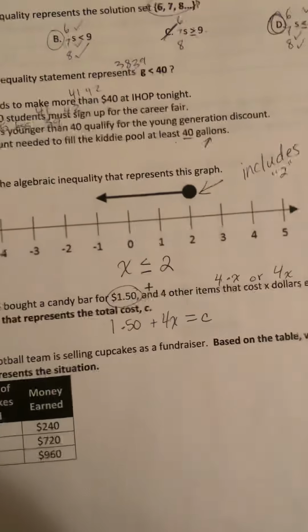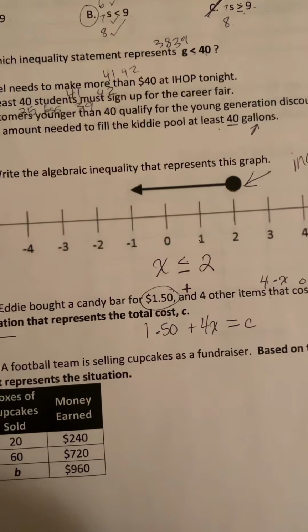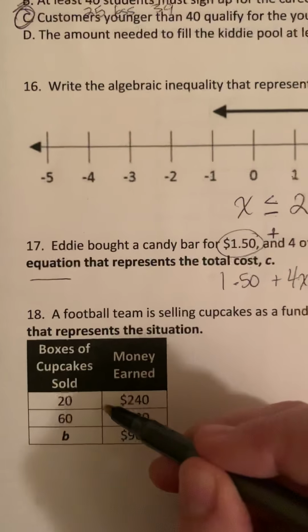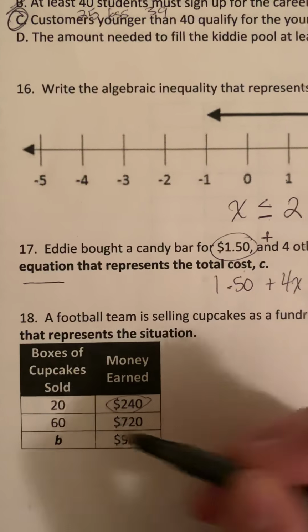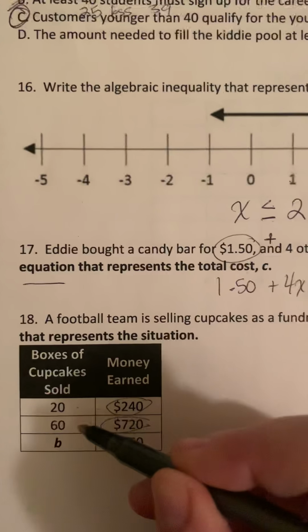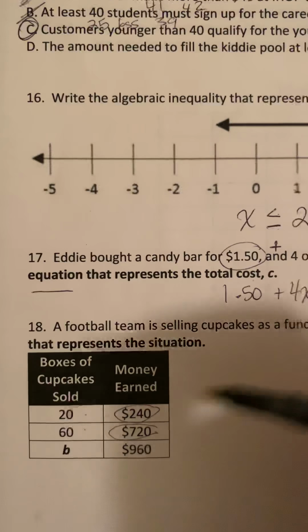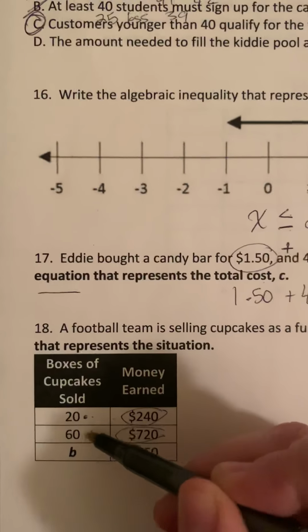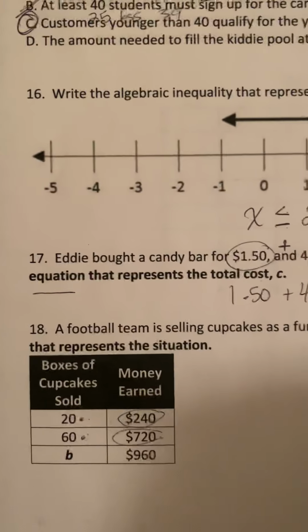Number 18, a football team is selling cupcakes as a fundraiser. Based on the table, write an equation that represents the situation. You are trying to figure out how you get 240 from 20, how you get 720 from 60. So what are we doing each time? Well, normally we would say 20 times something equals 240. 60 times something equals 720.